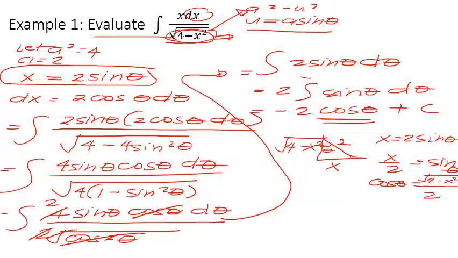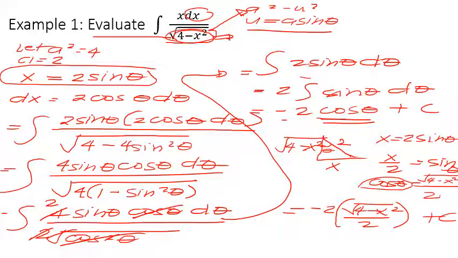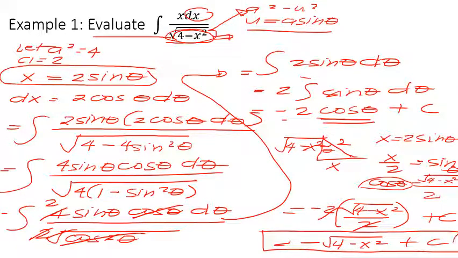So that's the time you substitute the values here. We have negative 2 times cosine theta, which is the square root of 4 minus x squared over 2, plus c. So we could cancel this out. We have left negative the square root of 4 minus x squared plus c. This is the final answer.